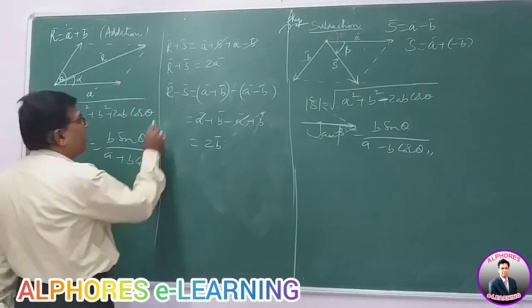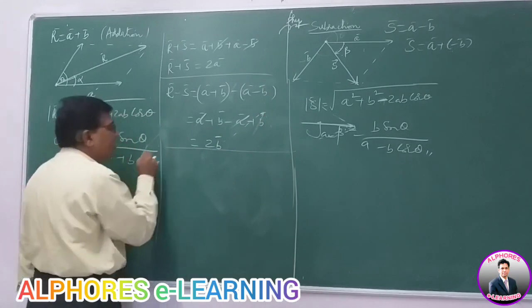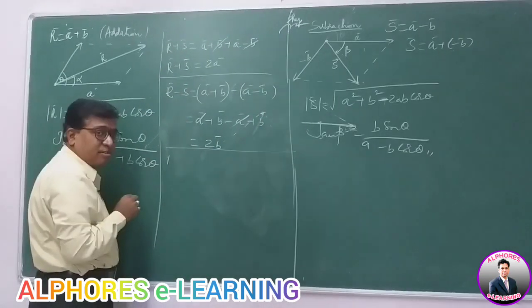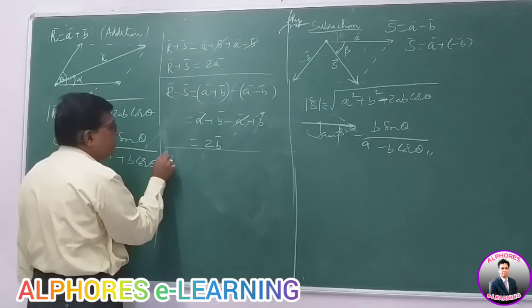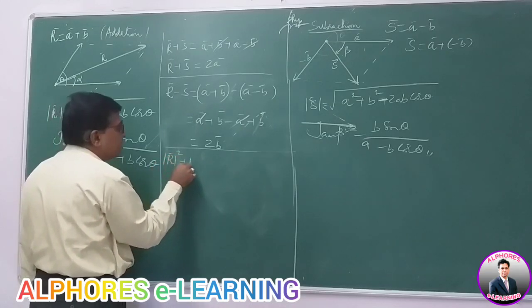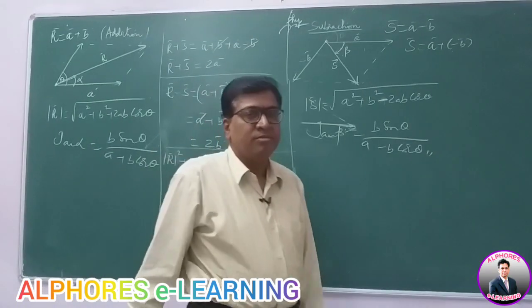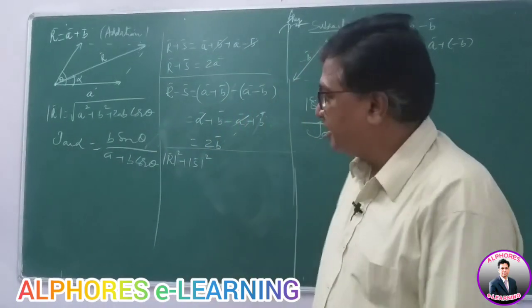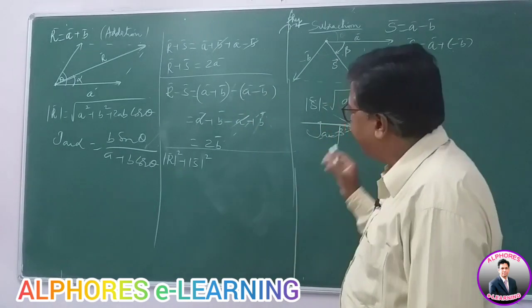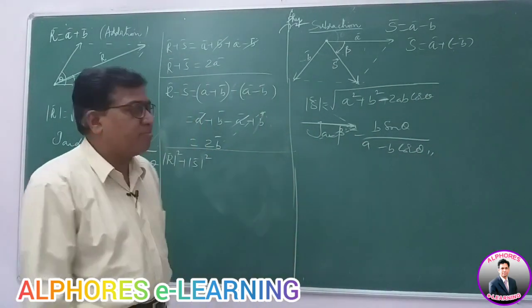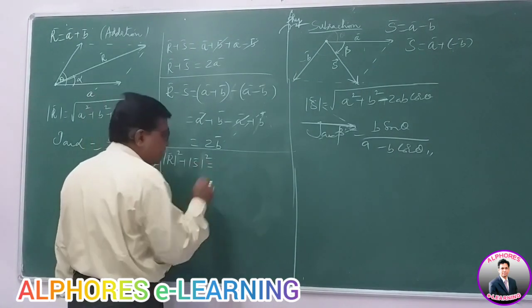Well, then there was another question. He was asking, if r bar is the addition resultant and s bar is the subtraction resultant, then what is mod r bar square plus mod s bar square? This is a previous entrance question. In one of the entrance exams it was asked, what is the sum of the squares of their magnitudes?